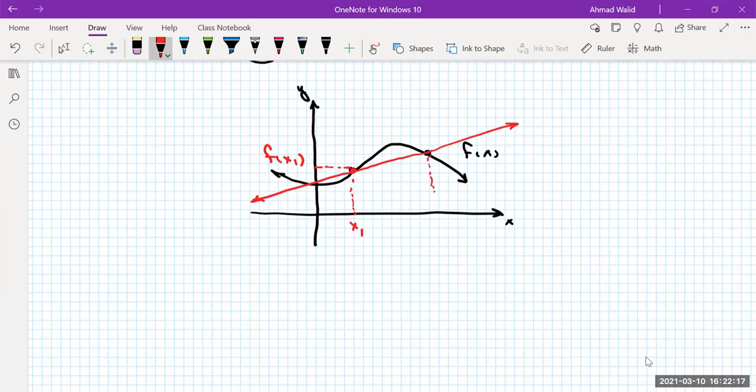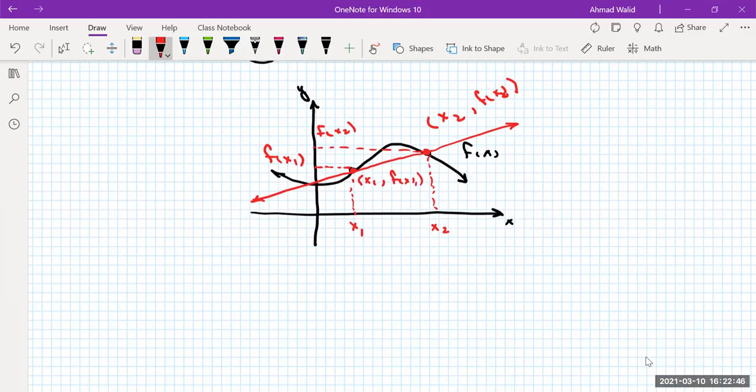If the x coordinate of this point is x2, then the coordinate on y will be f of what? f of x2. It means the coordinates of this point will be x2 comma f of x2, meaning y2, right? It's the same thing, other notation. The coordinates of this point will be x1 and f of x1.